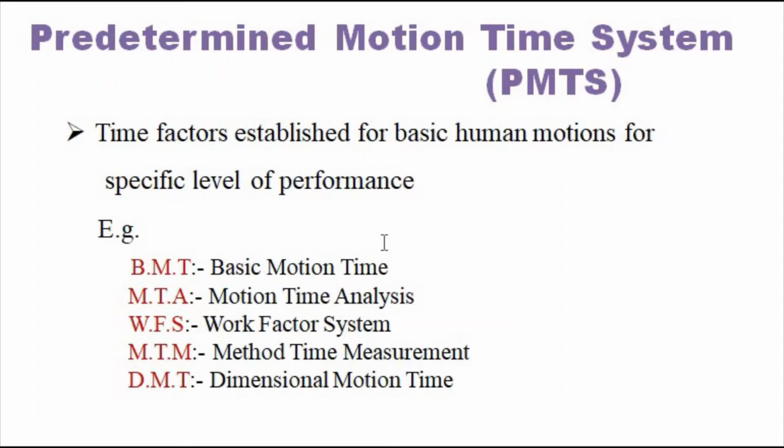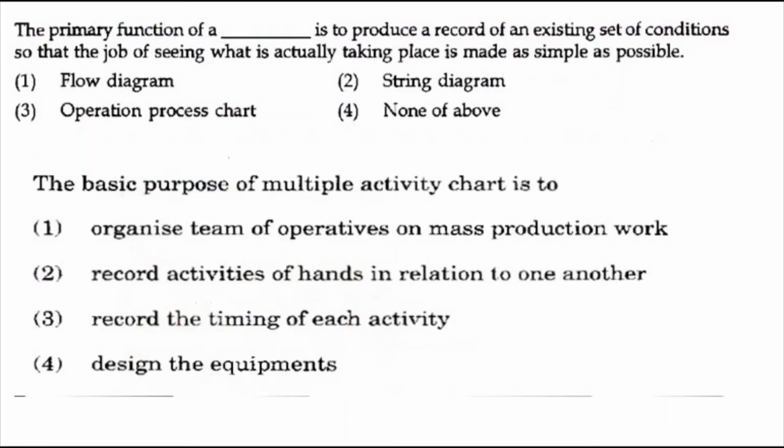Work measurement, if we want to summarize, is nothing but simply estimating the time required to perform a particular job, depending upon the level of performance of the worker. And for that different techniques are used, sometimes synthesis, sometimes analysis, sometimes by using a stopwatch, or by using basic human motions. So these are some of the techniques which are required for work measurement.